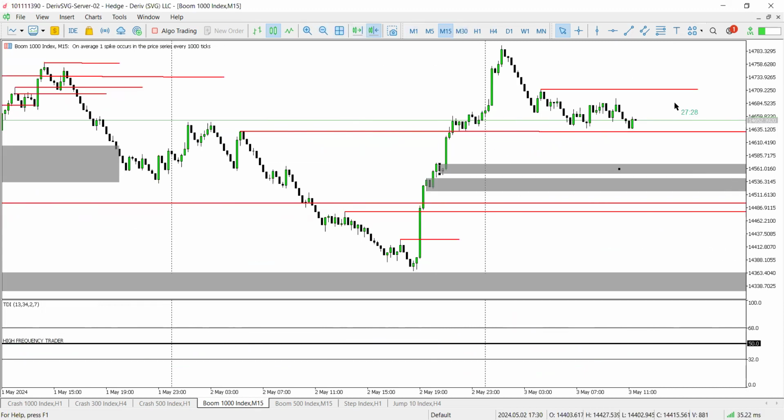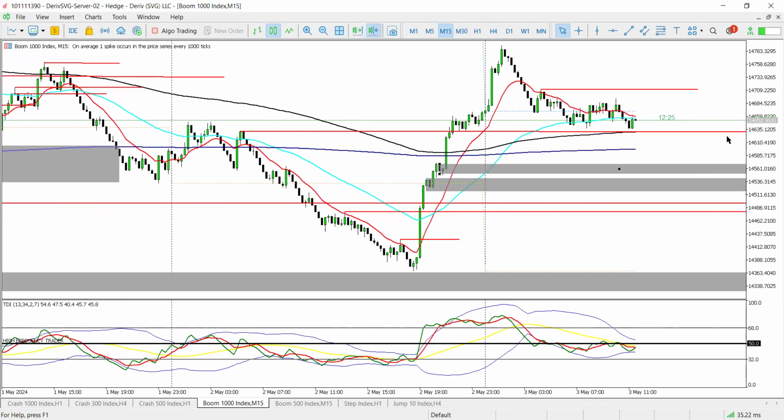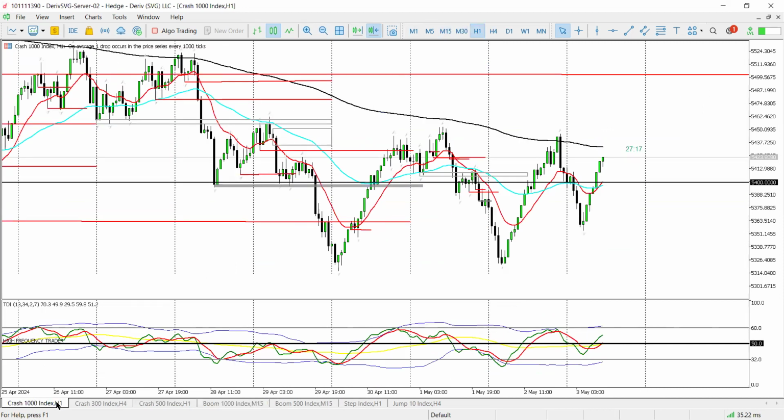So I'm going to leave this on M15 and we'll keep stoking there. That's B1000. Okay, so let me just monitor. Let's check C1.